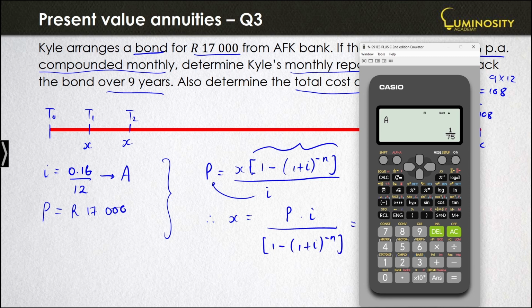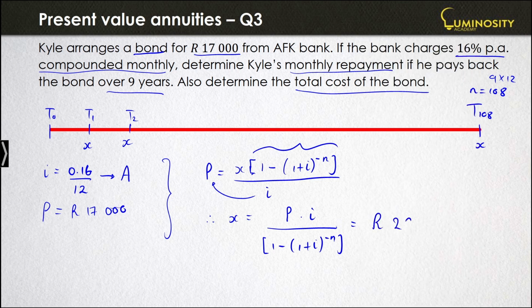Okay, so in my calculator now, I'm going to put 17,000 for the present value times the interest rate, which I've called A. 1 minus, open brackets, 1 plus the interest A, close brackets, to the negative N, which is 108. So don't forget about that negative. I get 297 Rand and 93 cents. So essentially Kyle would need to pay off over 9 years, 108 equal payments over 108 months, of 297 Rand and 93 cents.